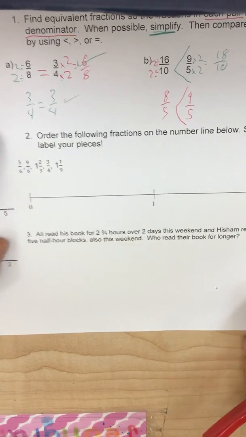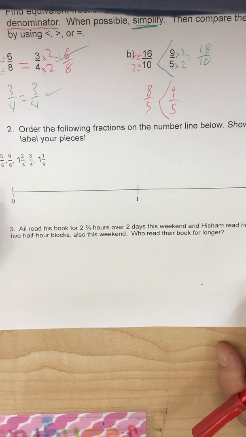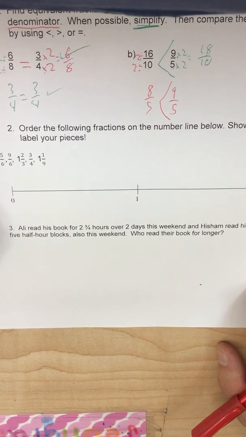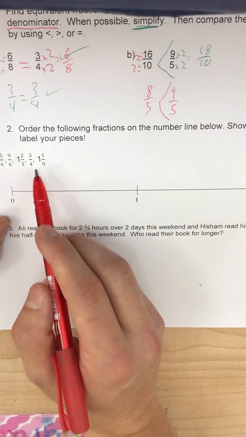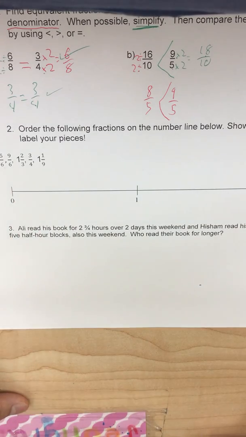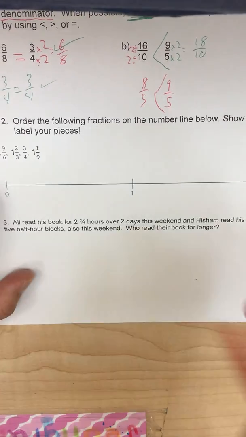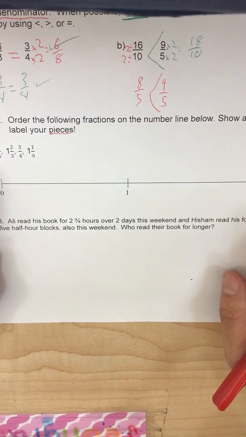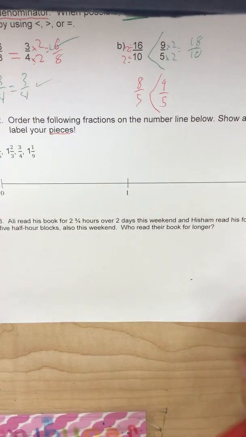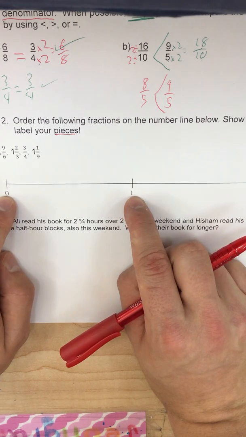Moving on to question 2. Now this one was the one that I was the most disappointed in, and I think the one we struggled the most in. So what you're going to do is order the following fractions. If these are the fractions you're given, these are the numbers that you have to have on your final ordering. Show and label your pieces. When I say pieces, what that means is you have to divide this number line into pieces. From 0 to 1, you have to decide what you are going to break this into.